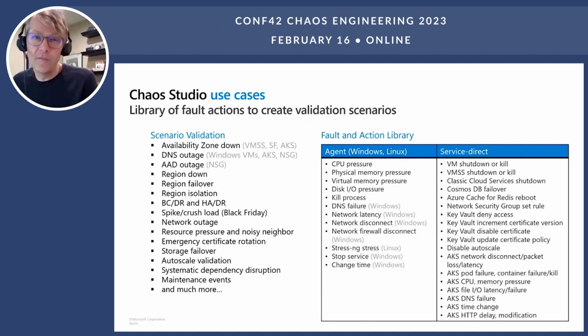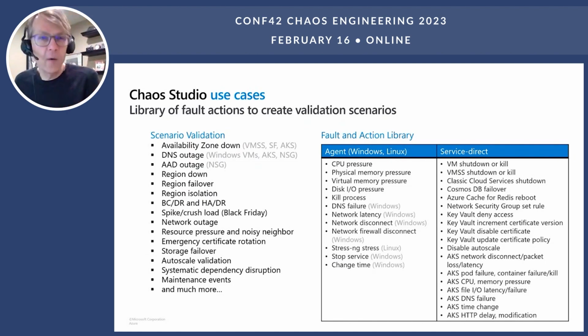So today we can affect VMSS VMs, Service Fabric, virtual machines, and AKS, and have it appear that zone 2 has gone down in the East US region or something. But over time, we'll be able to impact Cosmos DB, SQL Server, and other things in that same way. Same with all of our faults and the library.